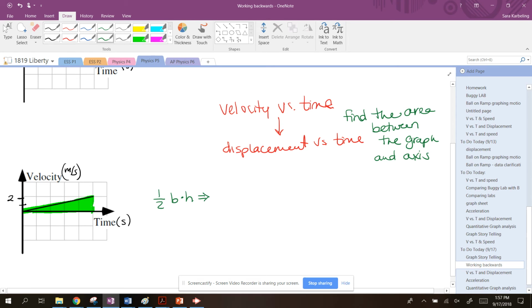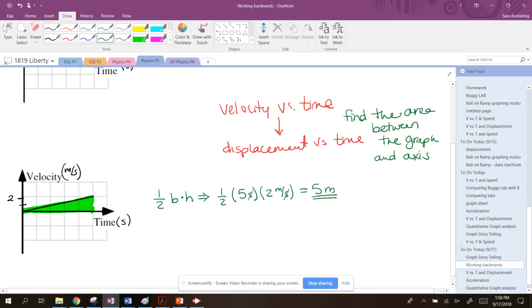What's the base? What's the base of that triangle, guys? 5, right? So we'll do 1/2, 5 seconds. What's the height? 2 meters per second. Check out these units. This is going to be so pretty. Well, let's do 5 times 2 first. That makes it easy. Divided by 2 is? Boom, it's 5. It's 5 what? The seconds are on the top and the seconds are on the bottom. Those go away. You've gone 5 meters.